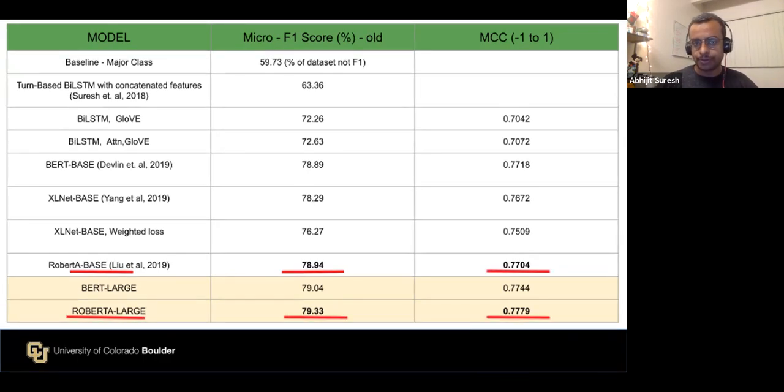We calculate the performance on the test set using two different scores. One is the micro F1 score, and the second is the Matthews correlation coefficient, which is an indicator with a value between -1 and 1.